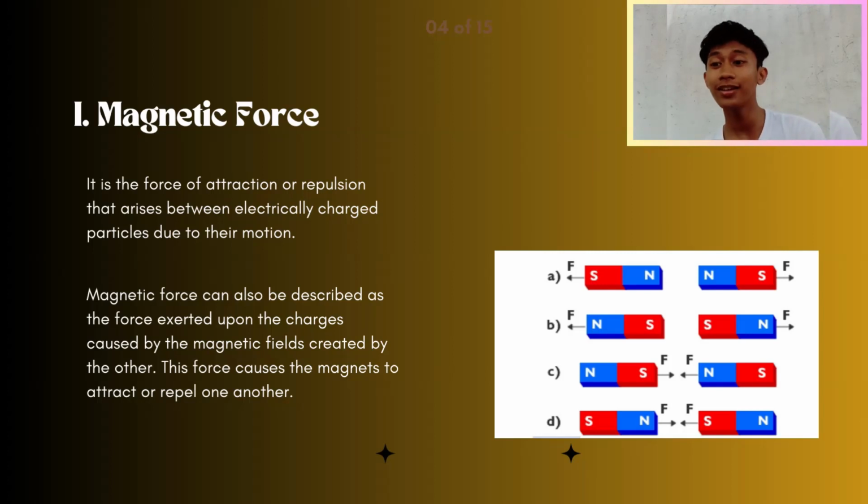So as I said earlier, magnets always have a south and a north pole. Like poles, south to south, north to north, they will repel. And unlike poles, they will attract. Ayan. This is the basic principle of pole law.